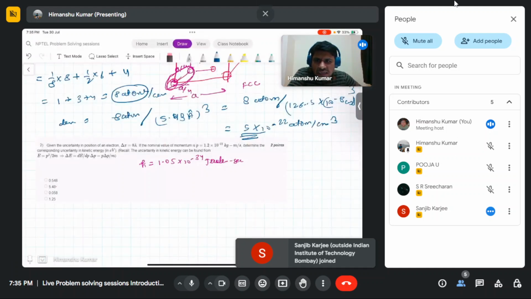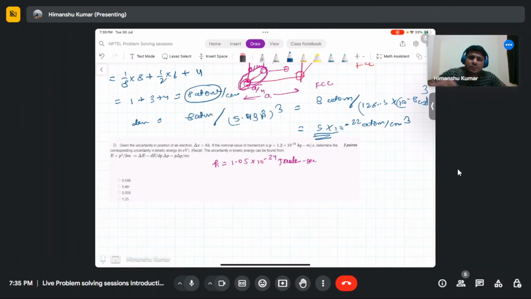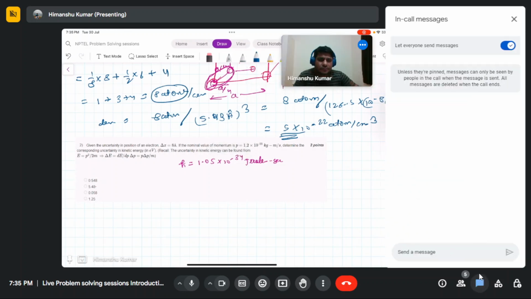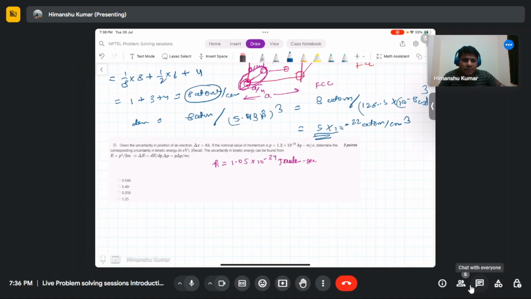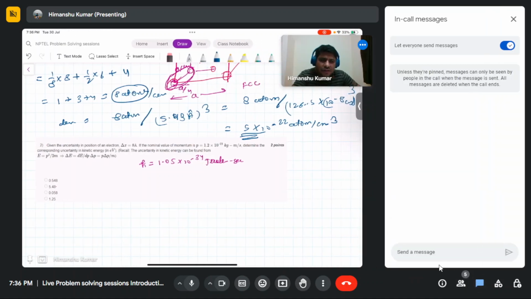So is that clear? Anyone? You can just type in the chat box. Any doubt or any confusion? Which one? This problem. Okay, your voice is a bit unclear. Can you type?